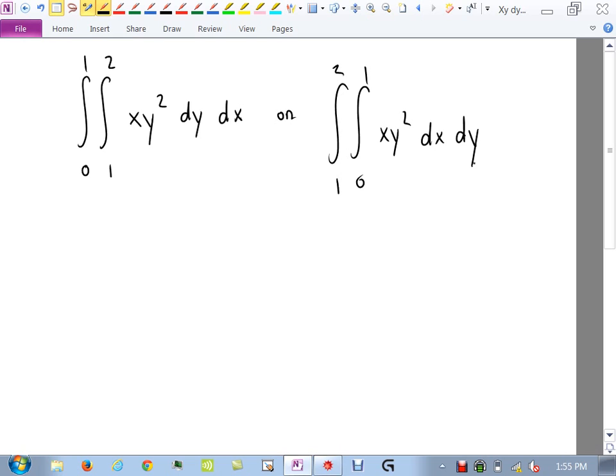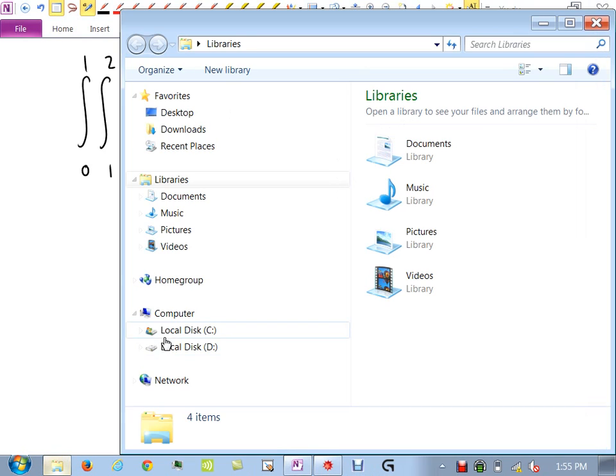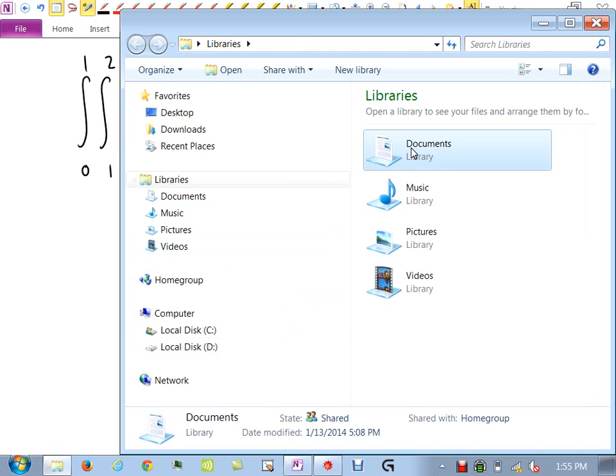You'd be given those. You'd be given R. dA will always be either dx dy or dy dx. But it's really important for us to understand the whole dA thing, because let me show you why.